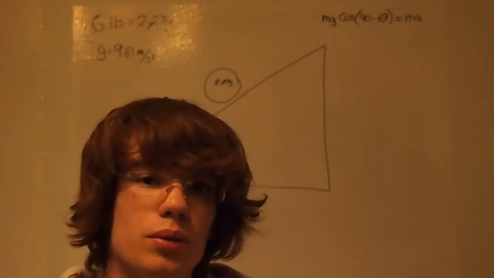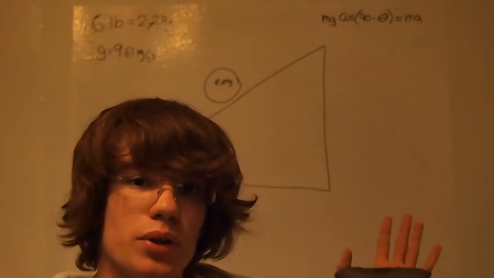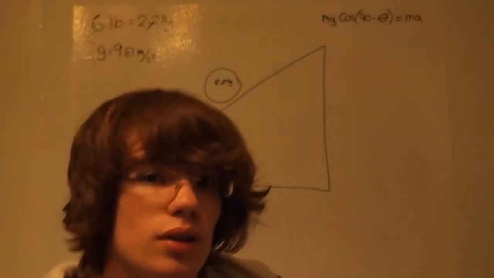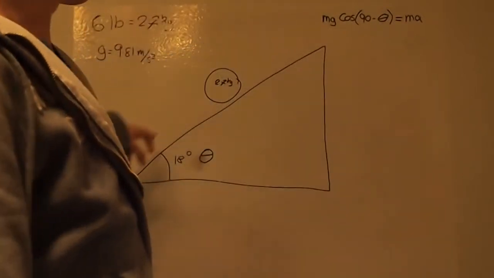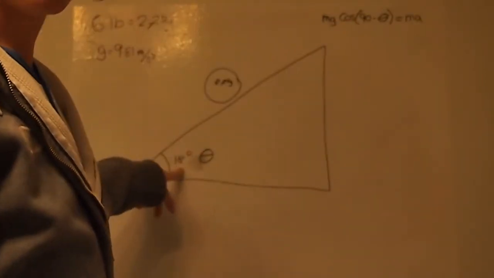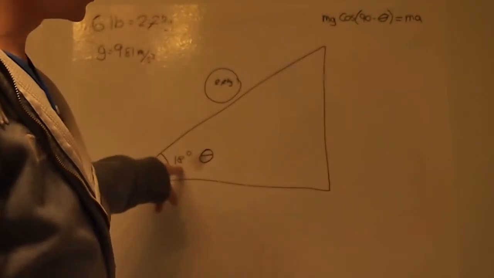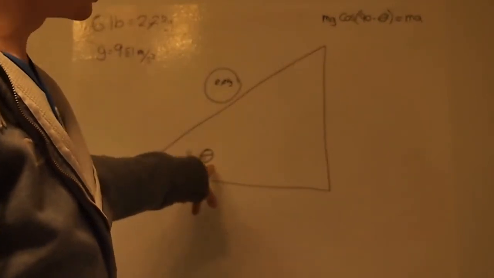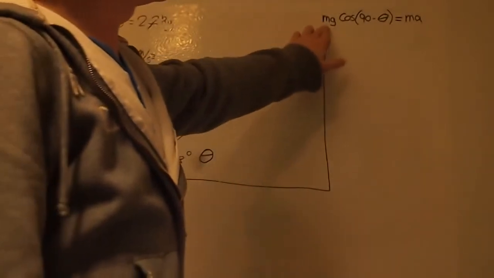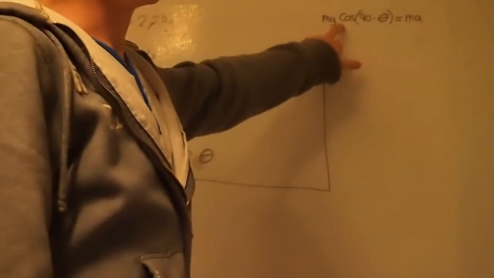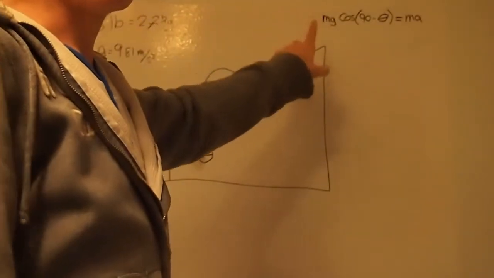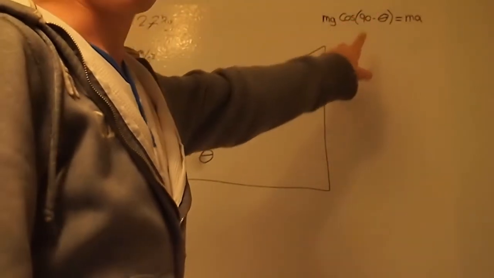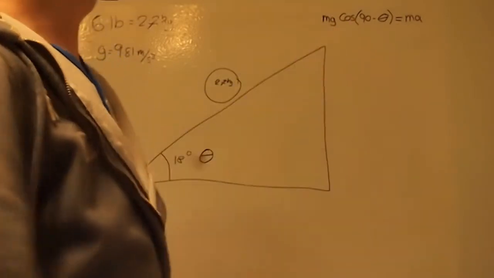Next we need to draw a diagram to show what the model is going to consist of. Here we have the ramp shown here with an angle of 18 degrees. This is known as theta here. We're going to use the formula mg times cos(90 minus theta) is equal to the mass times the acceleration.